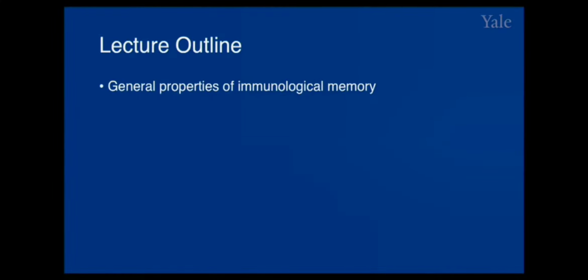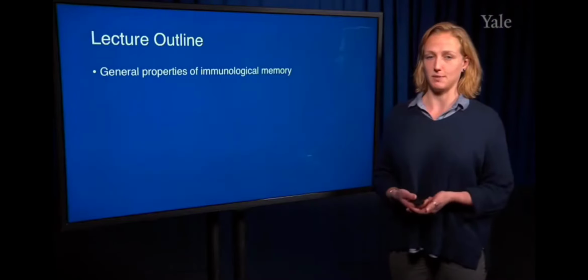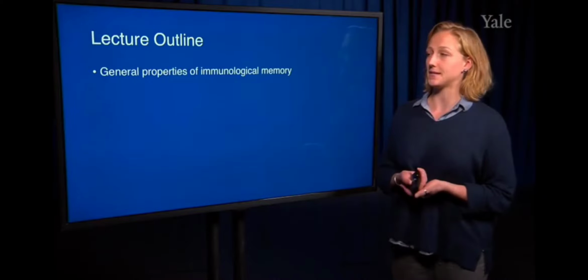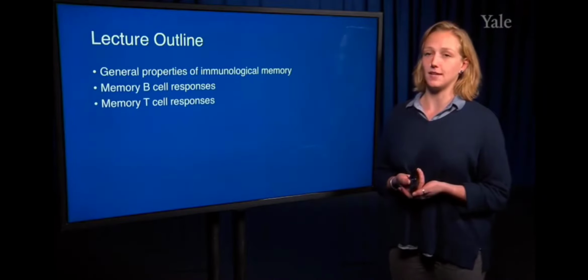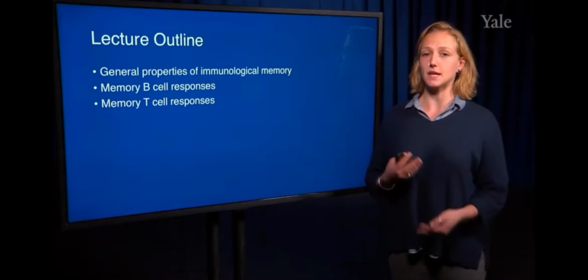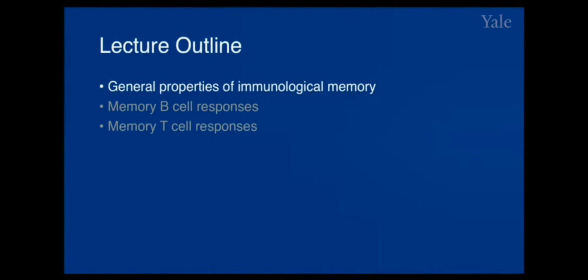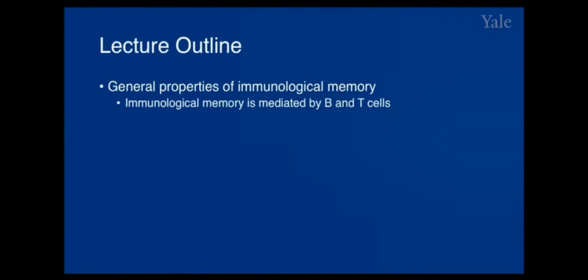As I mentioned, immunological memory is mediated by the adaptive immune response. Within the adaptive immune response, we have T cells and B cells, and we'll be going over the specifics of memory B cell responses and memory T cell responses as well. So let's start off with some general properties of immunological memory. As I've mentioned, immunological memory is mediated by T and B cells.